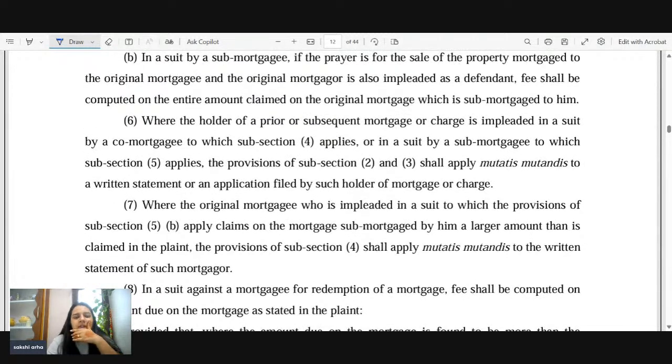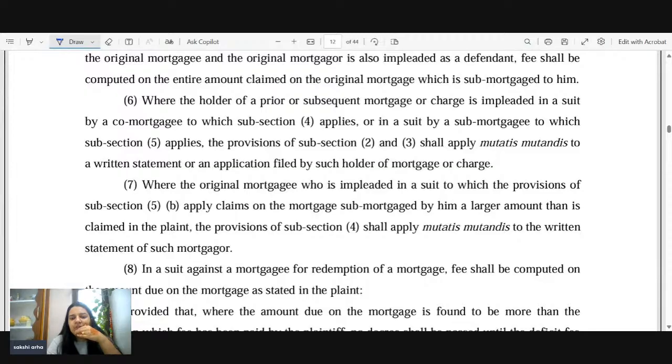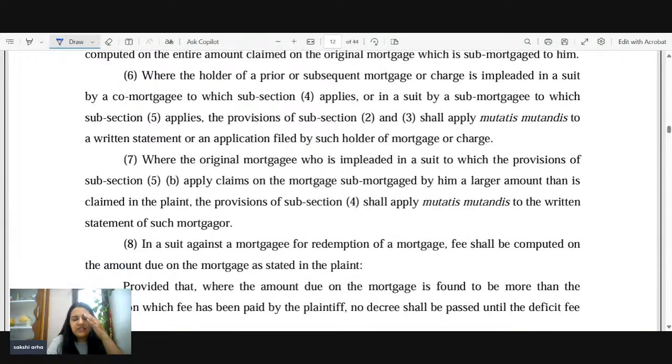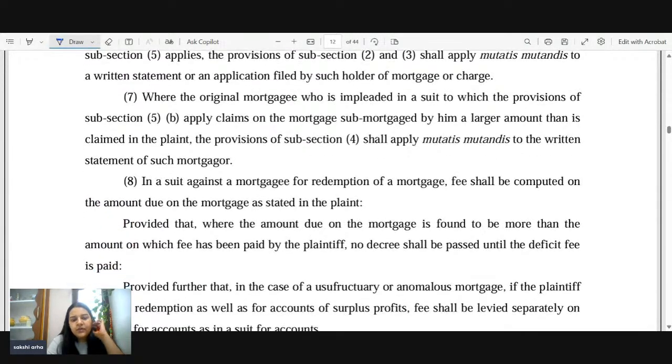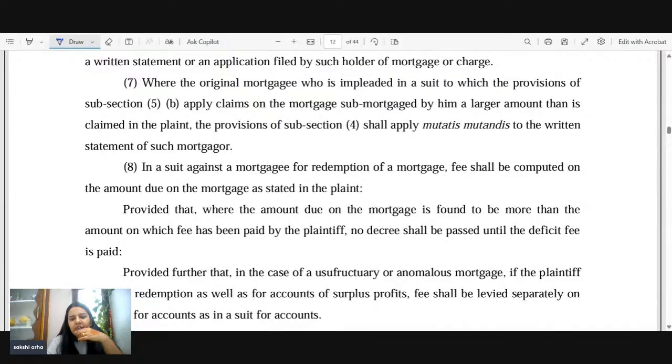Six is not important. 7, when the original mortgage was impleaded, this is also not important. 7 भी हटा दो. In a suit against a mortgage for redemption of, yeah, this is important. 8 is important. Okay, 8 is important. You can just mark it. This is very important. It says in a suit against a mortgage for redemption of a mortgage.